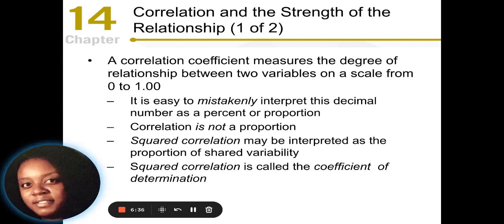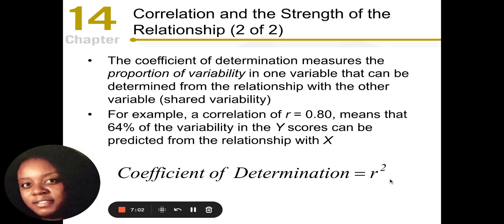A correlation coefficient measures the degree of the relationship between variables on a scale from 0 to 1, or 0 to -1. It's easy to mistakenly interpret this decimal number as the percent or proportion. Correlation is not a proportion; a squared correlation may be interpreted as the proportion of shared variability. So when we square that correlation, it's called the coefficient of determination.